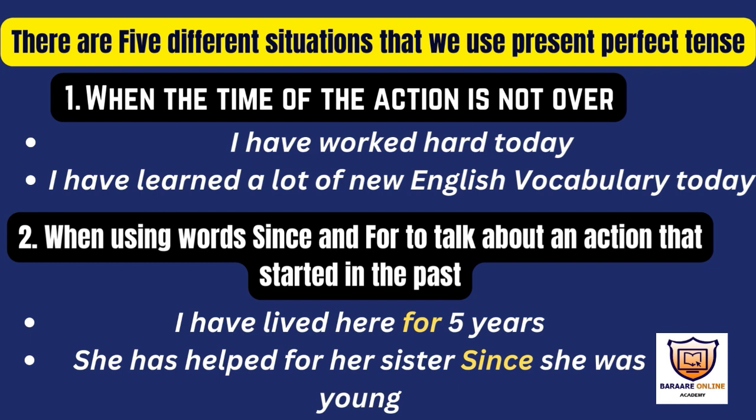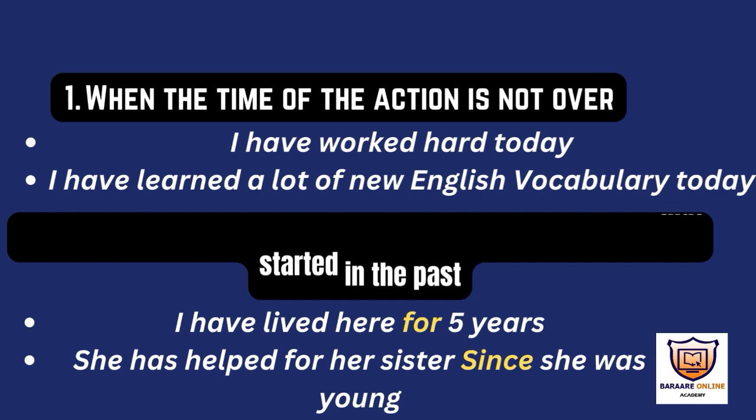Okay? So in that case, we are using the present perfect to talk about an action that started in the past. Okay. She has helped her sister since she was young. Her supporting started at her early age, or since she was young.